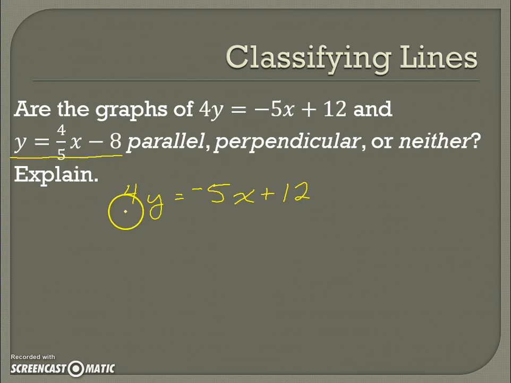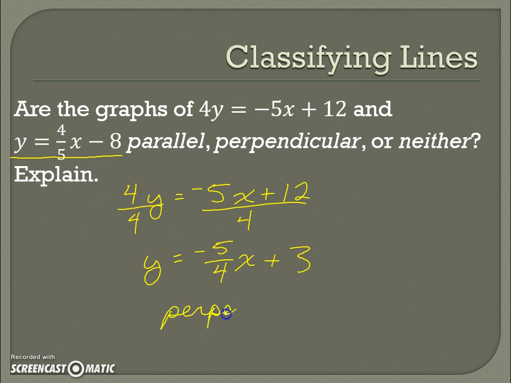So I would need to multiply everything by 1/4 or divide everything by 4. So those are gone. I'm left with y equals, this divided by that is negative 5/4 x, plus this divided by that is 3. So compare the two slopes. 4/5 and negative 5/4 are opposite reciprocals. So these two lines are perpendicular.